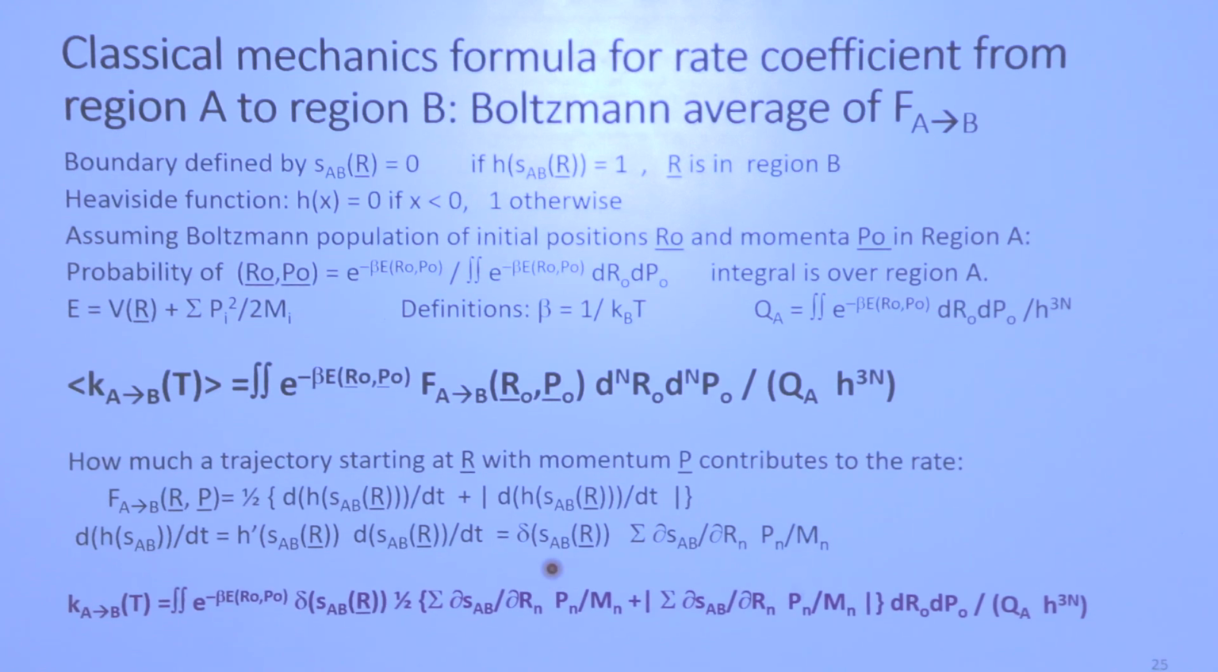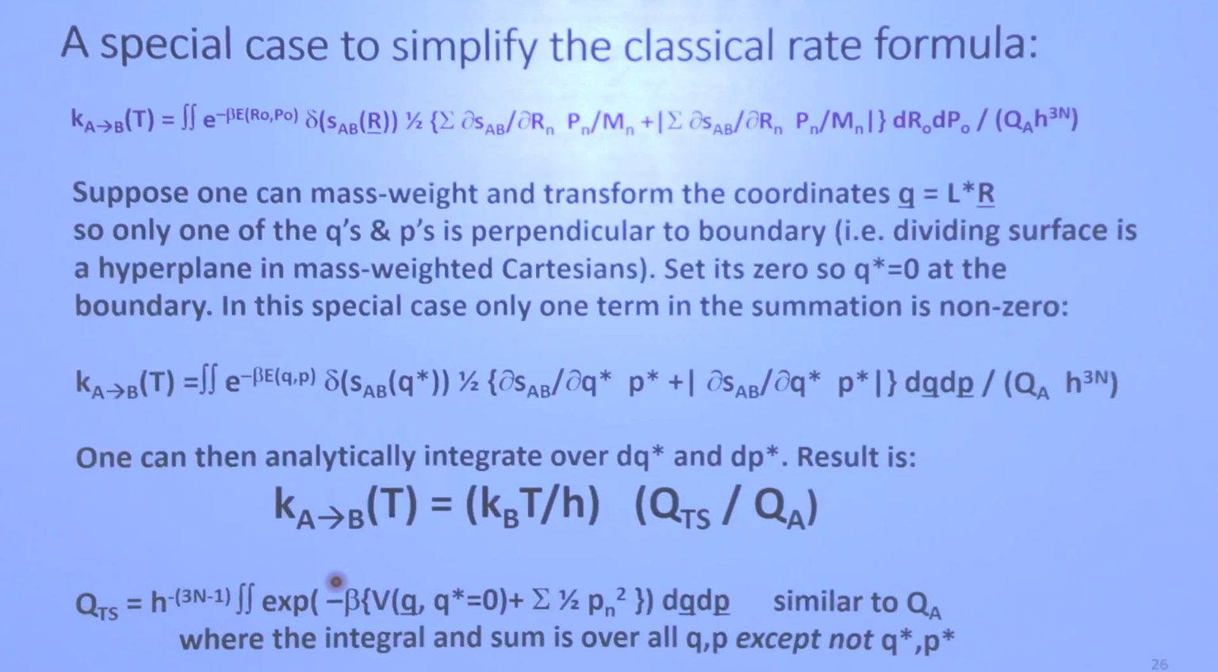And I can do a whole bunch of algebra. Once I write this down, I can do a bunch of integrations by parts and stuff to reduce it to this form. And so it depends on how the dividing surface function depends on the positions, and then it depends on the velocities, which is the momenta divided by m's. And it's a Boltzmann average. This thing still has a delta function in it, so I can simplify the integral even further. And so here it is.